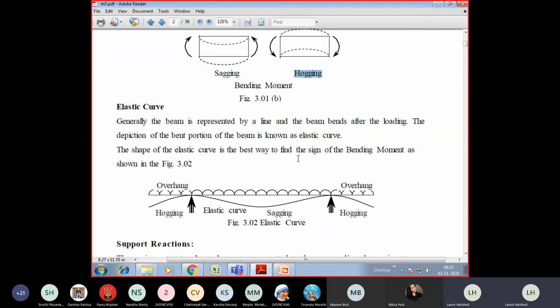To draw any bending moment and shear force diagram, first of all you need to know what exactly the elastic curve is. Okay, now you can read the sentence here. Generally the beam is represented by a line. Actually speaking, when you see a live beam in your home, you can either draw it as a 2D diagram or show a 3D diagram as well. But usually, even in first year, whenever somebody asked you to draw a beam, how did you draw it? You drew it as a single line, is it not?